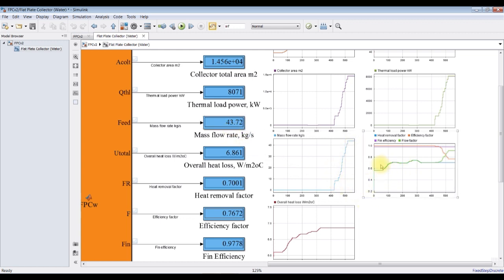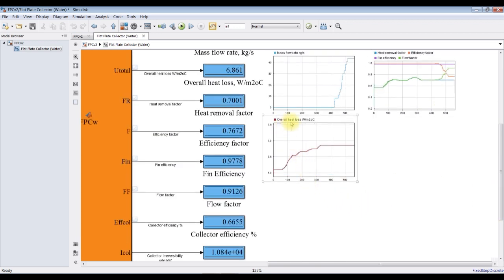And just some efficiencies: heat removal factor, flow factor. It's between 0.6 and 1, no more than 1. And we have here all the losses. Overall heat losses, the overall heat transfer coefficient losses, is around 6 up to near 7 watt per meter square degrees Celsius. Heat removal factor, efficiency factor, fin efficiency almost near one.